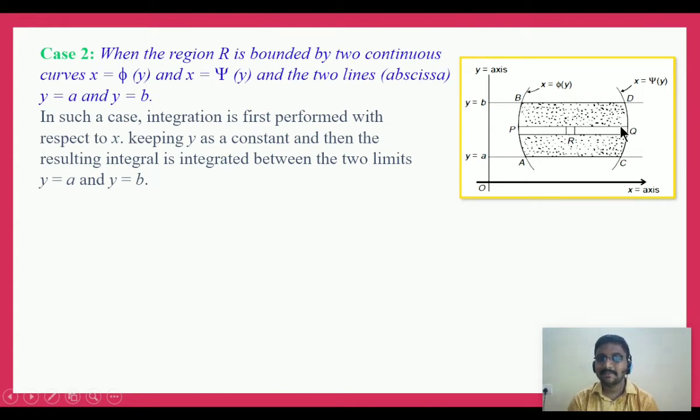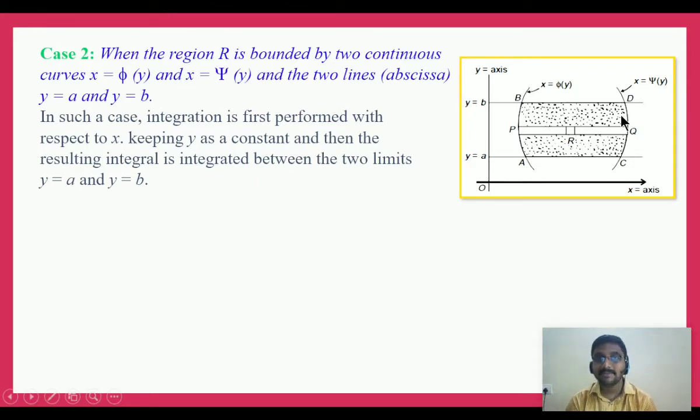Now the x limits can be obtained. The x limits are x equal to phi of y to x equal to psi of y. The left curve gives the lower limit of x, and the right curve gives the upper limit of x. These are the x limits. The x limits are variable limits in terms of y.